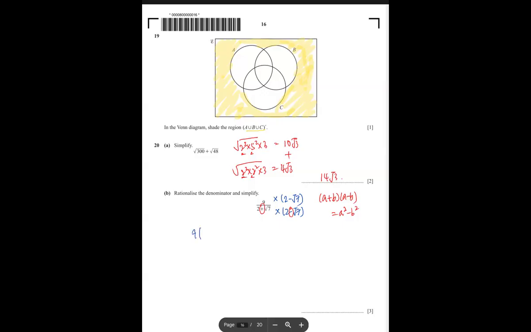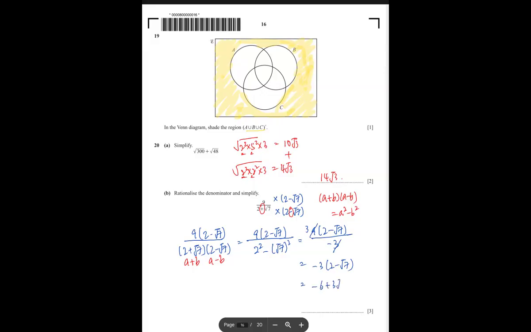Okay, then I'll just do my working. 9 times 2 minus root 7. Okay, 2 plus root 7 times 2 minus root 7. The top I keep factorized first. In fact, you can keep your final answer factorized. Then the bottom is just a plus b times a minus b. So when I expand this, it will be a squared minus b squared. So 2 squared minus root 7 squared. This is 4 minus 7. 4 minus 7 is negative 3. Okay, then I can simplify. This is 3. So my final answer is negative 3 times 2 minus root 7. You can leave it like that, or you can expand it if you want. Either way.